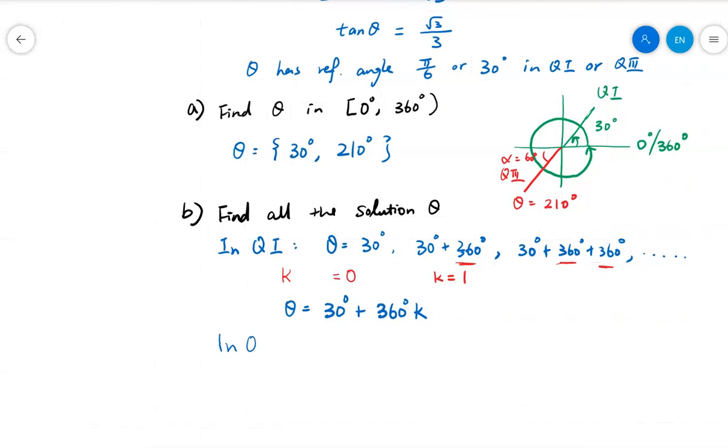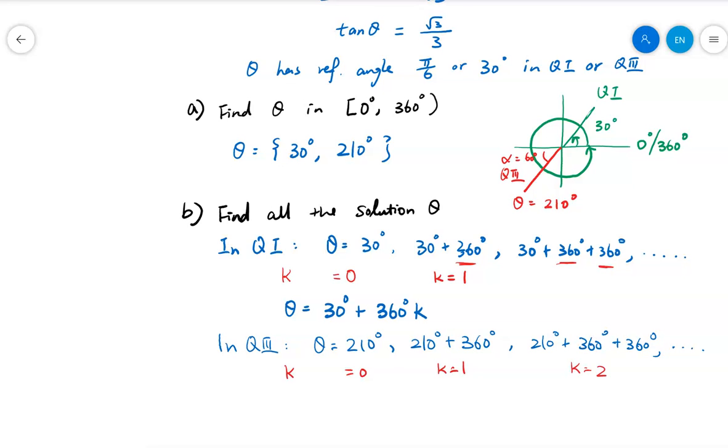Similar thing in quadrant 3: my theta equals 210, and then with 1 revolution it's 210 plus 360, or with 2 revolutions, 210 plus 360 plus another 360, and continue. So I can do the similar thing. When k equals 0, that means I have no revolution. When k equals 1, I'm adding one 360. When k equals 2, I'm adding two 360s. So in quadrant 3, theta is going to be in the form of 210 plus 360k.